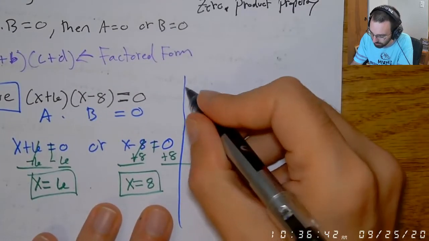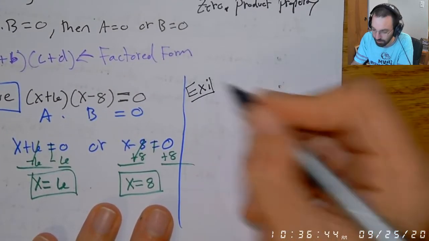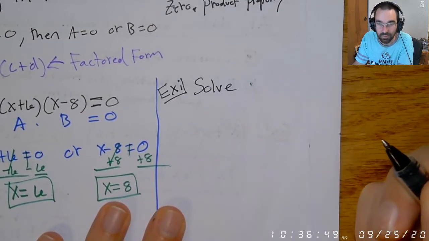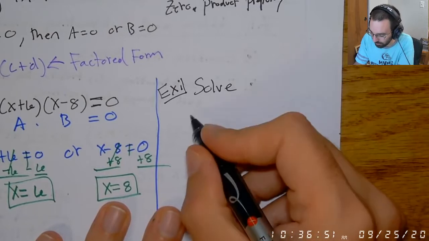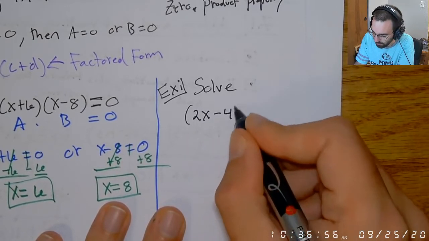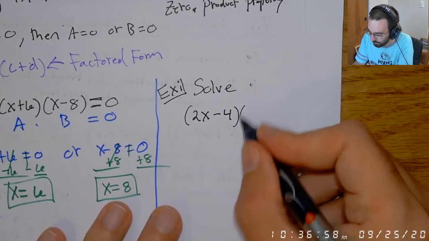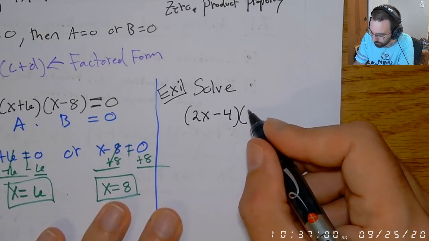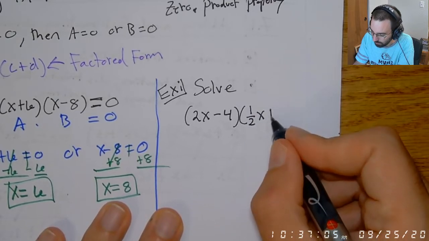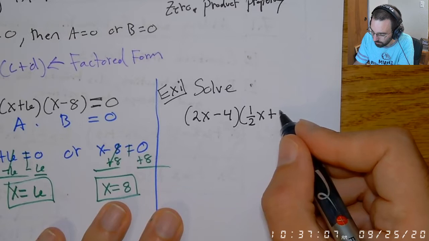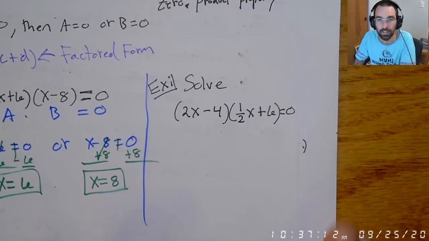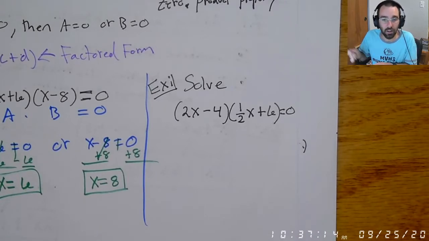Okay, so let's do, because this is going to be on your midterm, so I want to make sure you guys get some good practice with this. So I'm going to say solve. Okay, so we're not going to multiply. I'm going to say solve. I'm going to have 2x minus 4, and I'm going to have 1/2 x plus 6 equals 0. Okay? Now, you might be like, oh, crap, you made it harder.